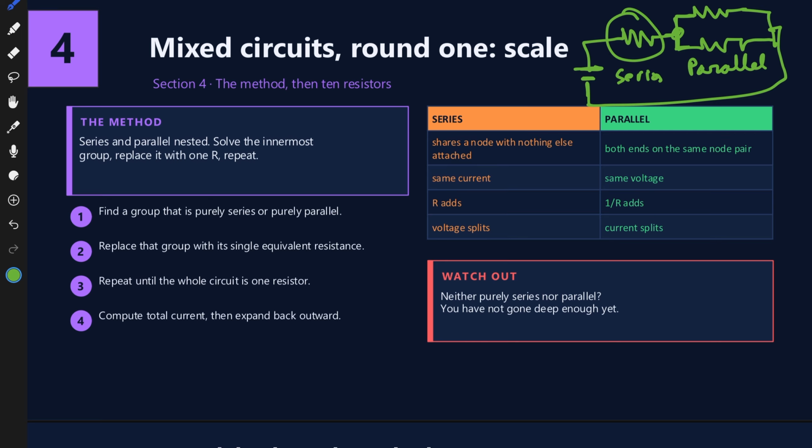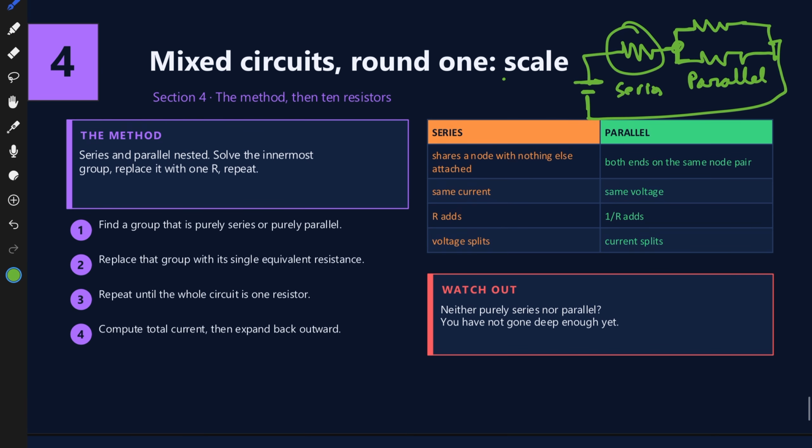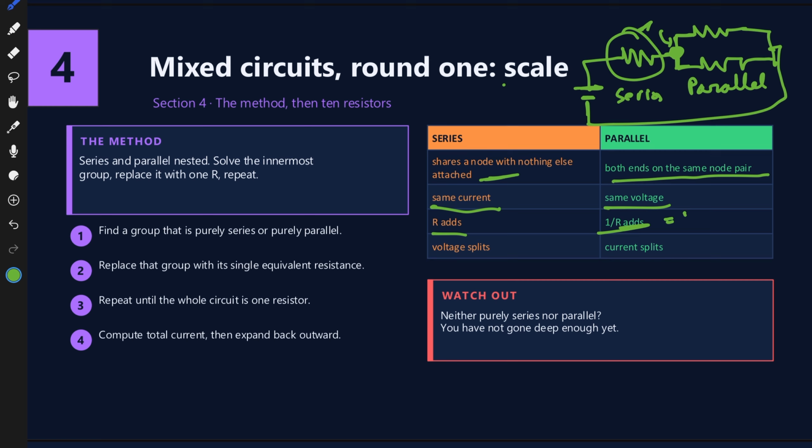before that though, let's quickly recap on the difference between series and parallel. Series circuits share a node with nothing else attached. Nothing else attached to this node here. But for parallel, both ends are on the same node pair, or it doesn't need to be both, it could be multiple. But all ends are in the same node pair, this node here. Same current for series, all the way throughout, but for parallel, same voltage. R adds in series, here 1 over R adds to 1 over R total. And for series, voltage splits, the voltage is dissipated, but for parallel, current splits.